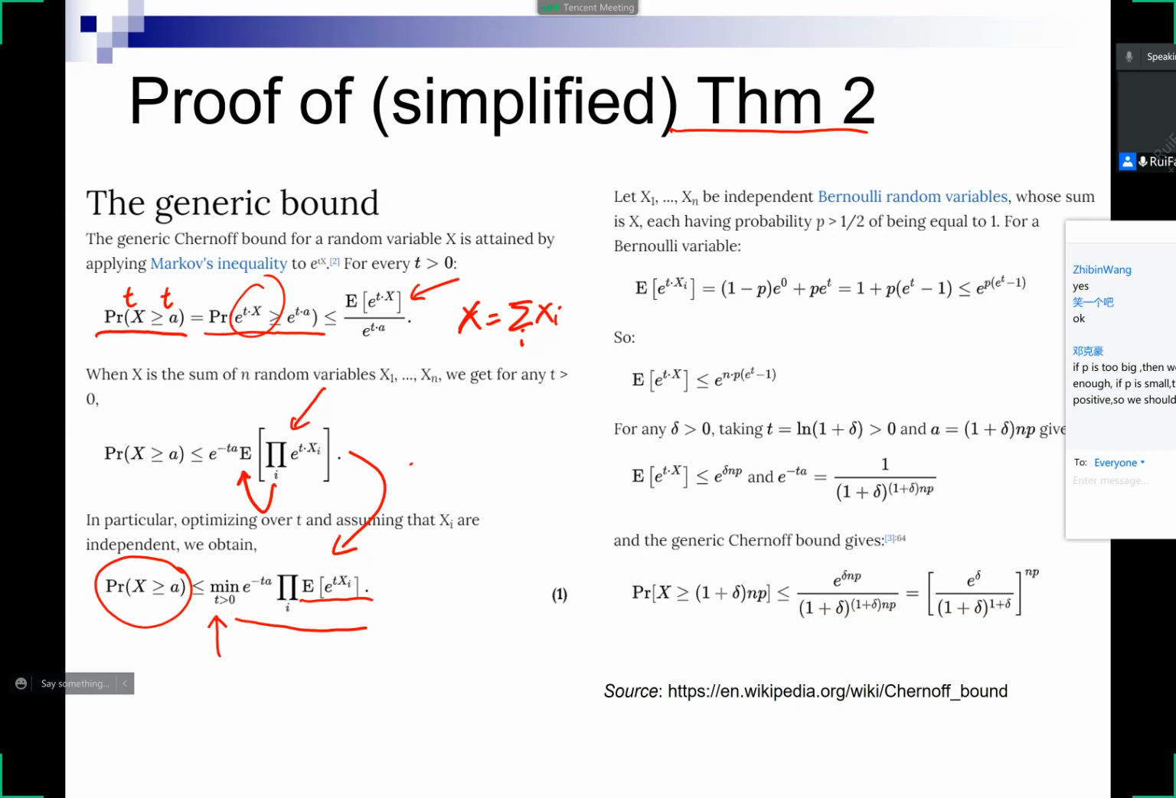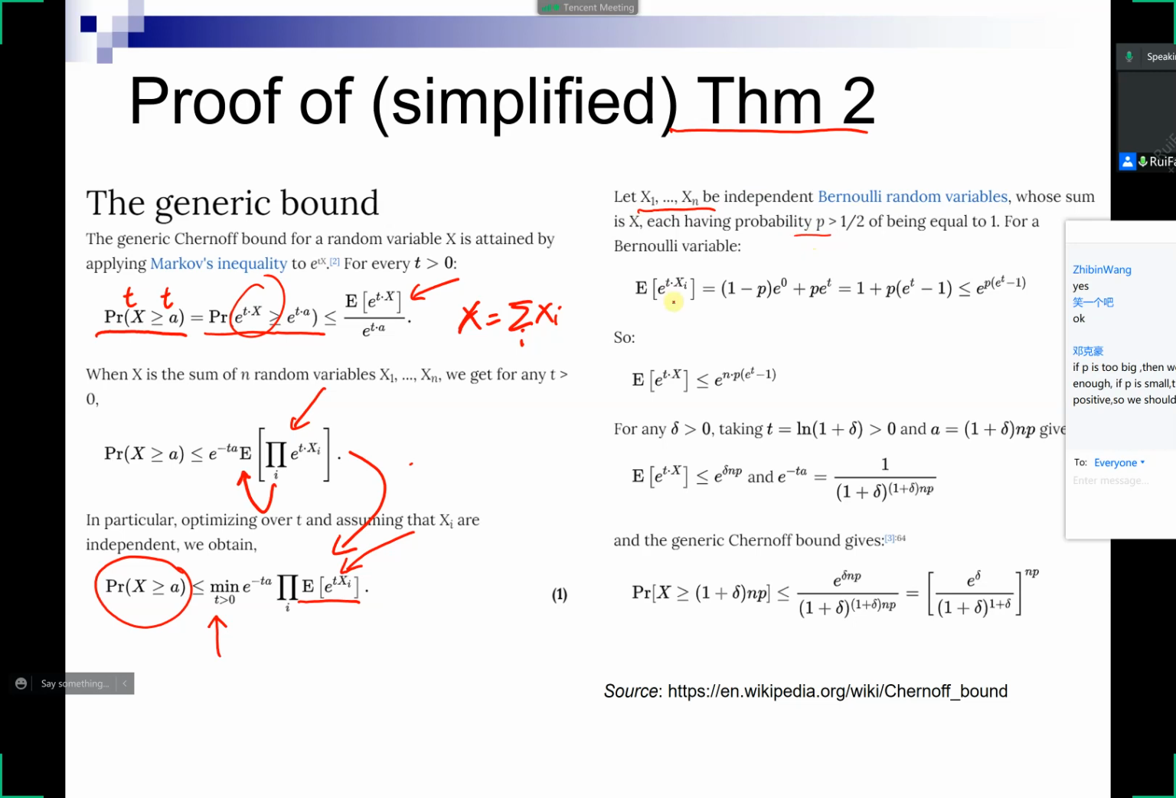All right, so now we have this expression over here, and we're going to analyze each of these individual terms, each of these individual expectations. Here we're going to assume for simplicity, because we're just doing a simplified proof, that all of these xi's are the same, and each of them has the same probability p of being equal to 1.